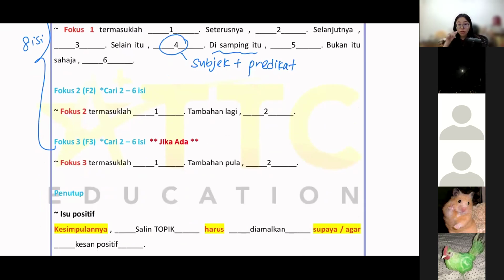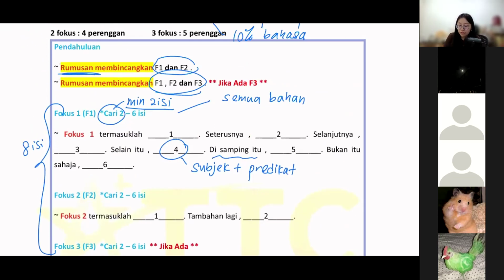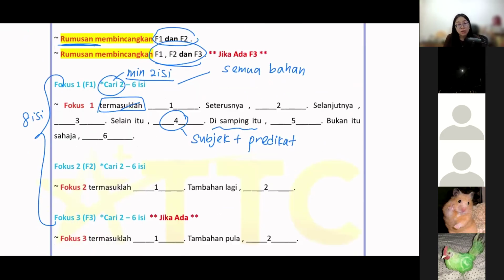Can? Now, we go for penutup. And remember, if you suddenly forgot to use ialah adalah, just use the maksudlah bah. Because the maksudlah is like included, it can replace your ialah and adalah.